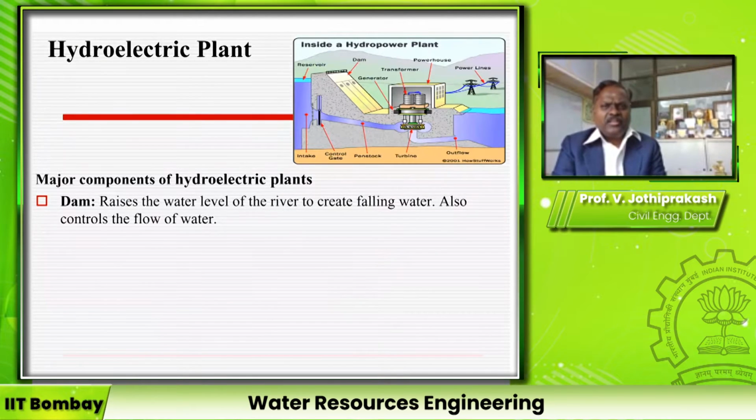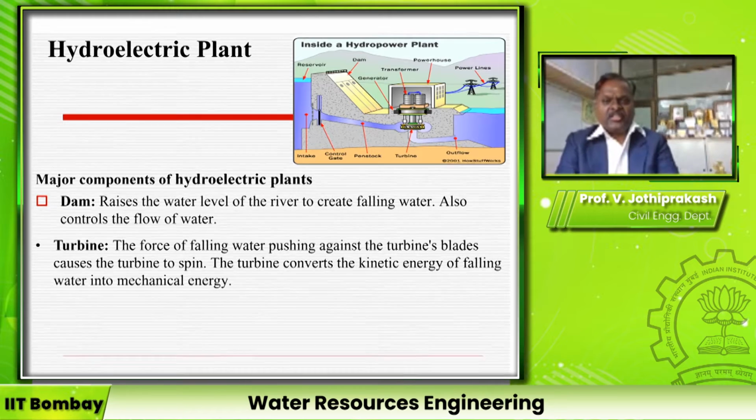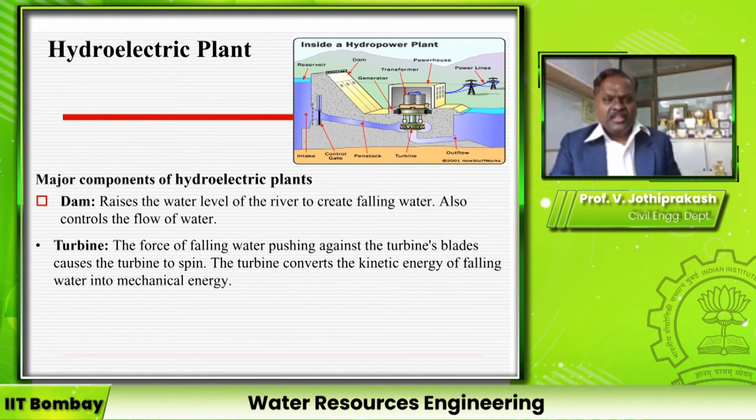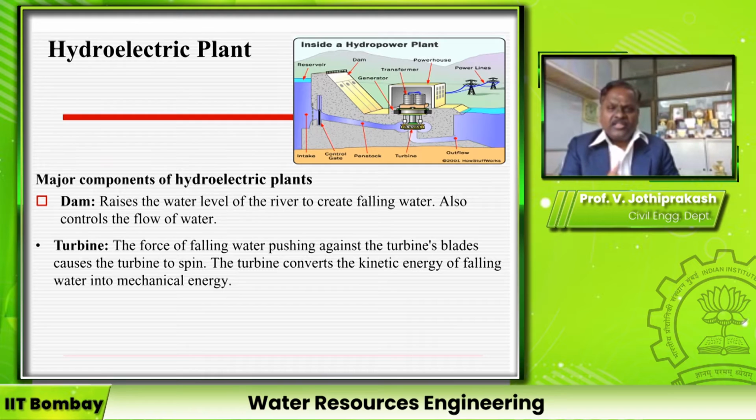So the major components of hydroelectric power plants are the dam and the turbine. There are different types of turbine depending upon the head and discharge, that we will see later. A turbine is a hydroelectric machine which converts the kinetic energy into mechanical energy. It means the kinetic energy rotates the turbine, and this turbine converts it into mechanical energy in the shaft rotation, and this mechanical energy is in turn converted into electrical energy.